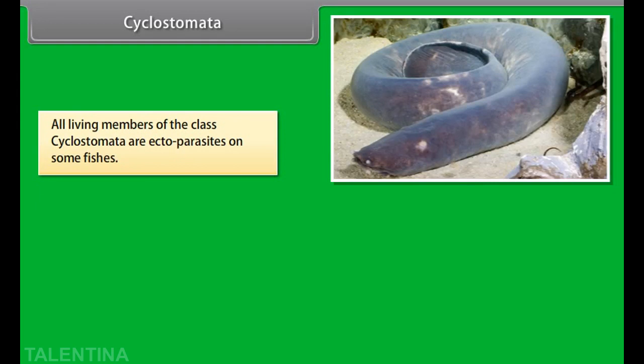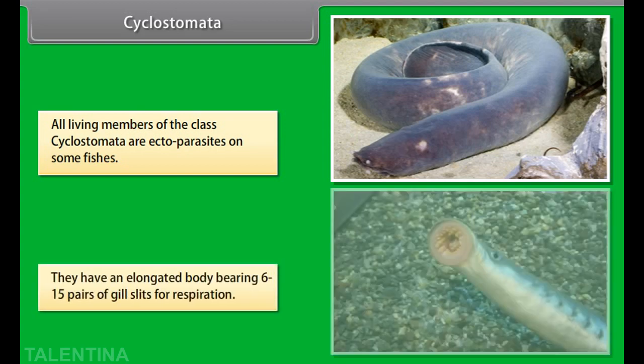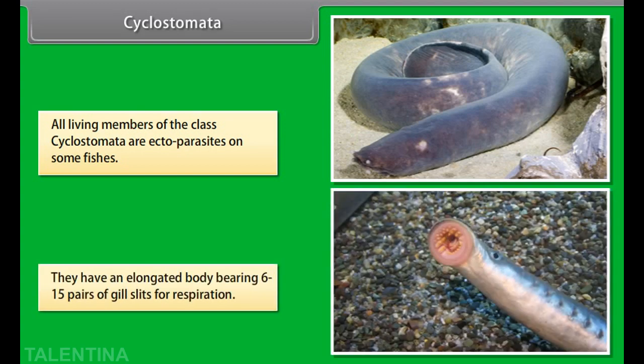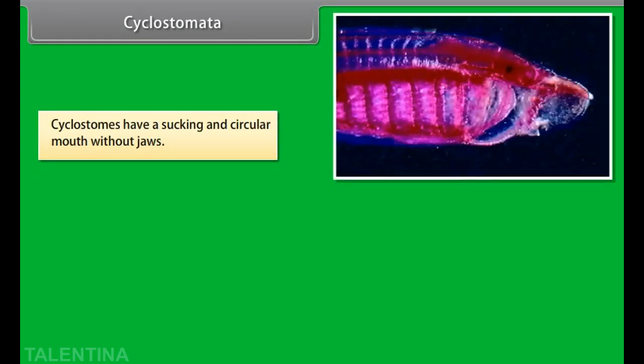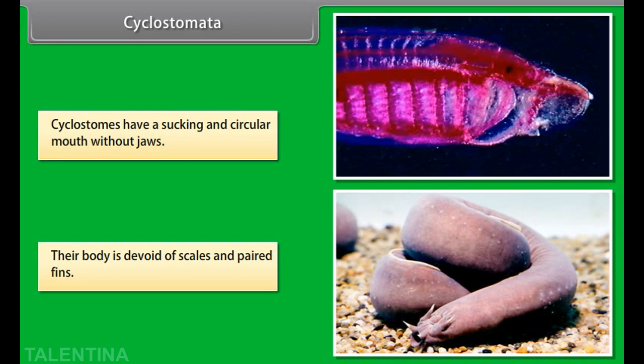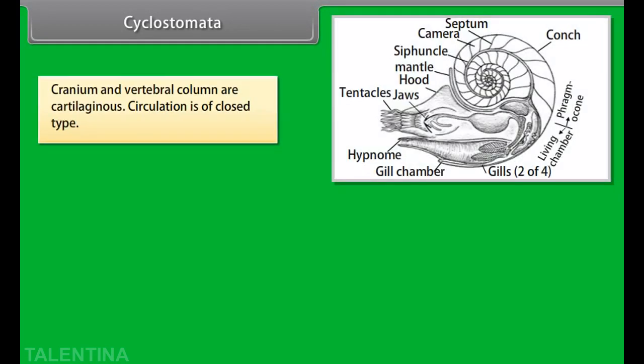Cyclostomata. All living members of the class Cyclostomata are ectoparasites on some fishes. They have an elongated body bearing 6 to 15 pairs of gill slits for respiration. Cyclostomes have a sucking and circular mouth without jaws. Their body is devoid of scales and paired fins. Cranium and vertebral column are cartilaginous.